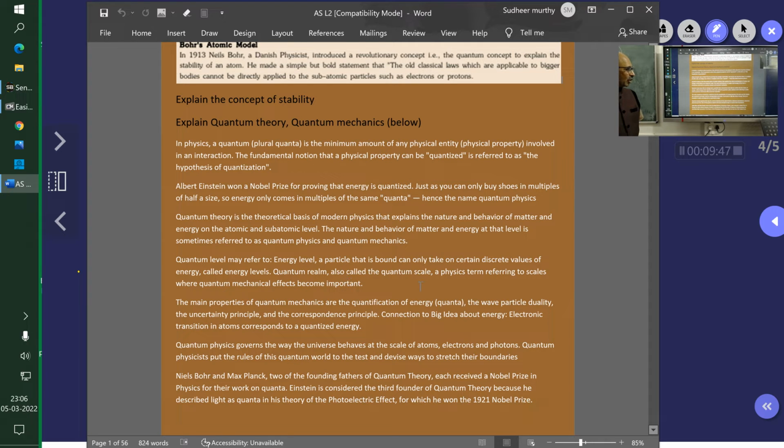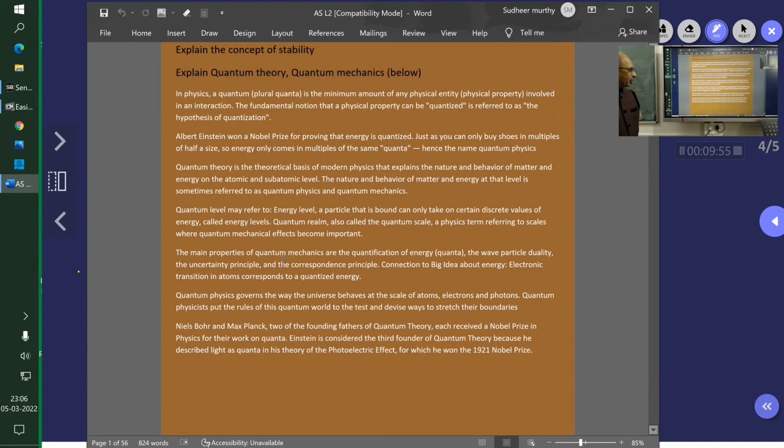The quantum realm is also called the quantum scale, a physics term referring to scales where quantum mechanical effects become important. The main properties of quantum mechanics are the quantification of energy. That is, we are going to say this is the minimum energy level, just like the minimum currency. Right now the minimum currency in India is 1 rupee. So whatever currency we say are multiples of 1 rupee.